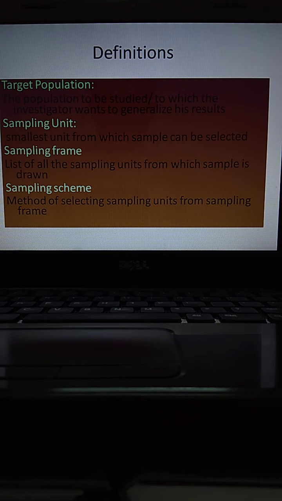Target population: the population to be studied, to which the investigator wants to generalize his results. Previously I told you, if you want to understand the mileage actually given by Bajaj auto rickshaws in Hyderabad, then the entire set of Hyderabad auto rickshaws becomes the target population.